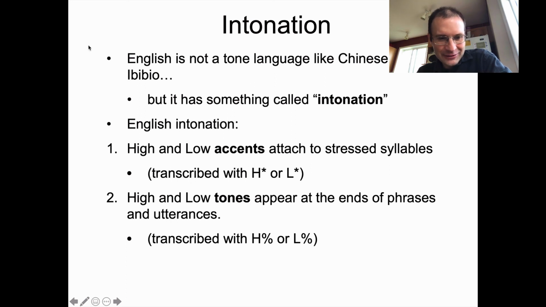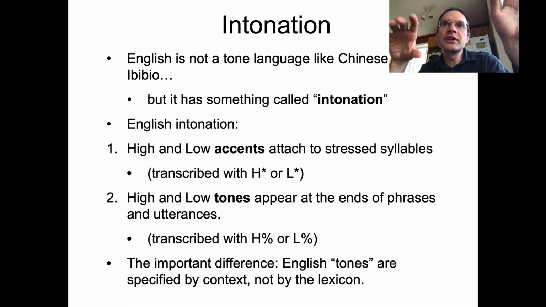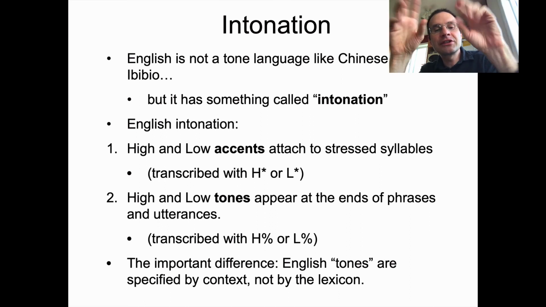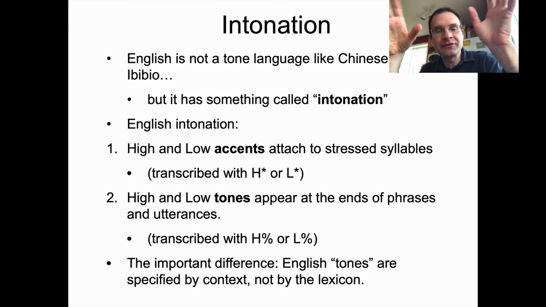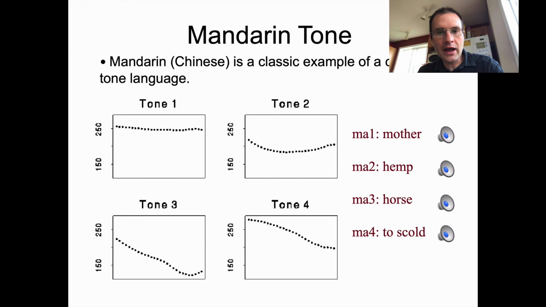And I'm not going to get too bogged down in the details of this. I'll just give you some examples of what this sounds like. But the important difference in how English works as opposed to how, like, Mandarin or Ibibio works is that English tones or accents are specified by conversational context rather than by what's in the lexicon. So going back to Mandarin, every time you say mother, it's got to sound like this: ma. You've got to have a high level pitch for that. Or horse: ma has to sound like that.